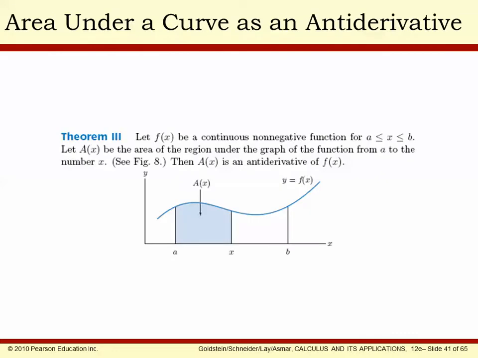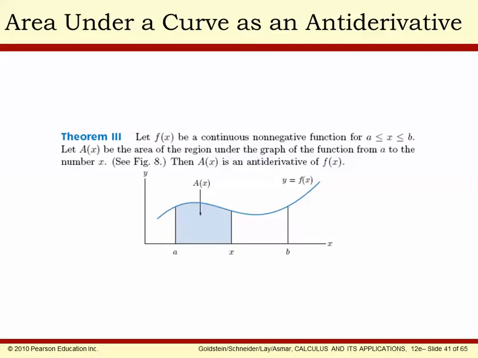And theorem 3 says just let f of x be a continuous non-negative function for x less than or equal to b, greater than or equal to a. Let A of x be the area of this region. Then the area A of x is going to be defined as the definite integral between a and x. And we have 3 minutes, so I can at least start an example of this real quick.